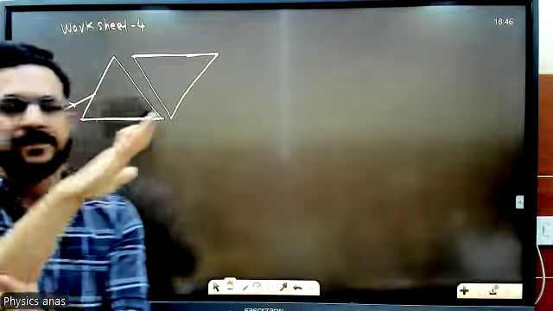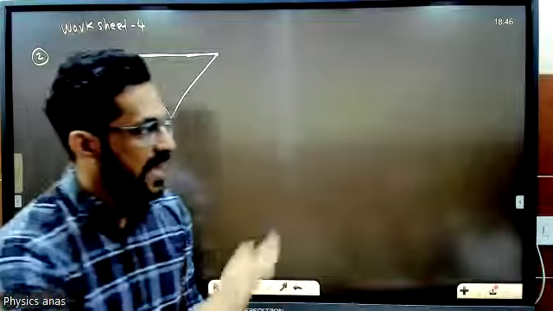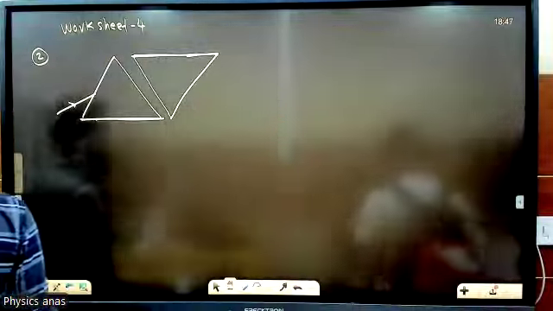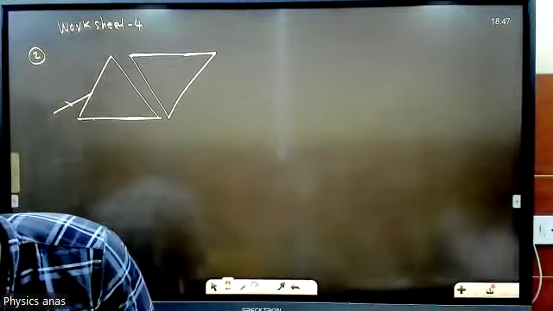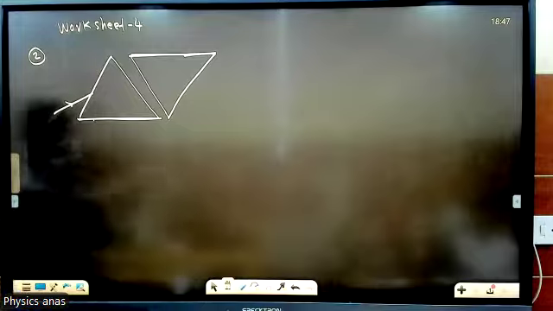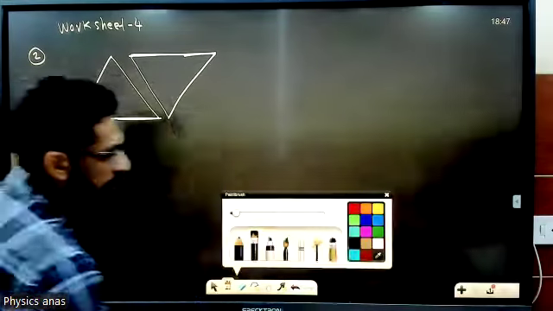The surface is inclined, right? So there will be refraction and dispersion also. Due to the refraction and dispersion, colors are split. I'm not drawing all the colors.